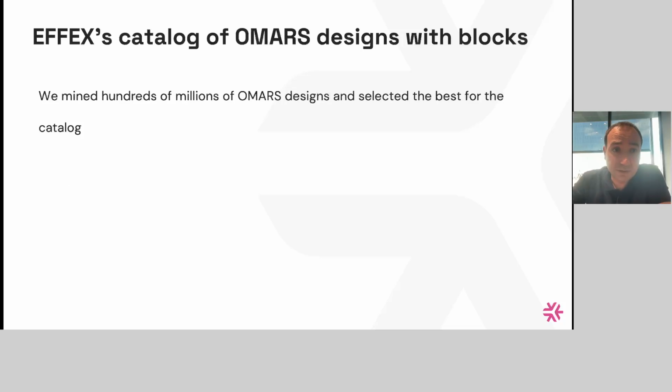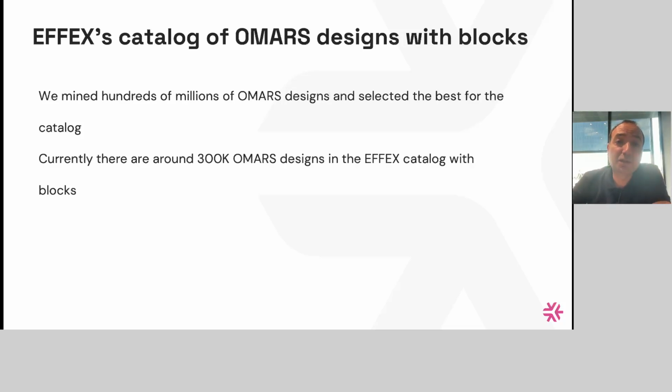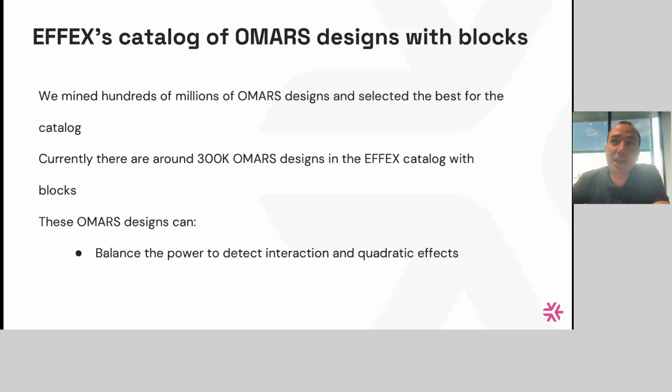At Effex software, we have mined hundreds of millions of OMARS designs, and currently we have 500,000 in the software, and 300,000 of those have blocks. The OMARS designs can be used with quantitative and two-level categorical factors, and they can balance the power to detect interaction and quadratic effects and do screening and optimization with a single design.